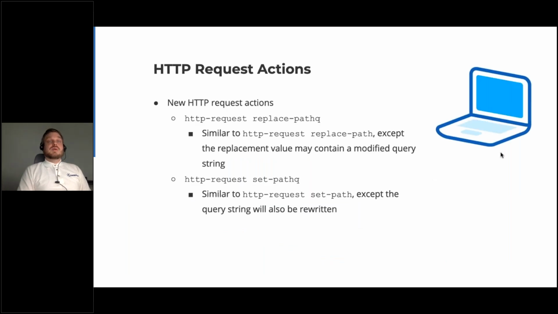Two new HTTP request actions have been introduced. The first is HTTP request replace path queue. It's similar to its counterpart, HTTP request replace path, except that the replacement value may contain a modified query string. The second one is HTTP request set path queue, which too is similar to its counterpart, HTTP request set path, except the query string will also be rewritten.